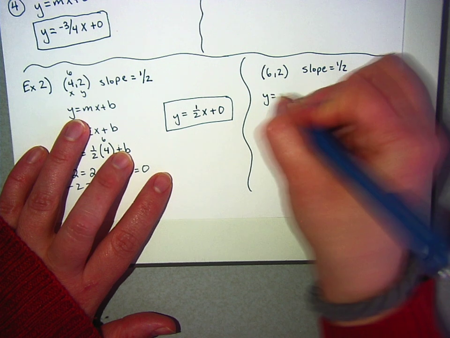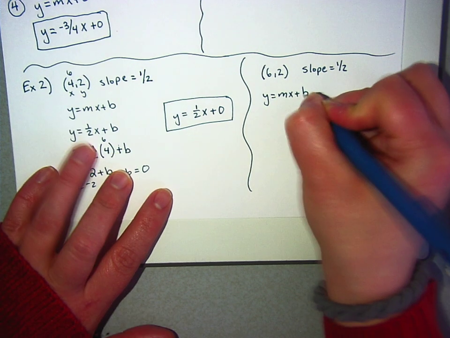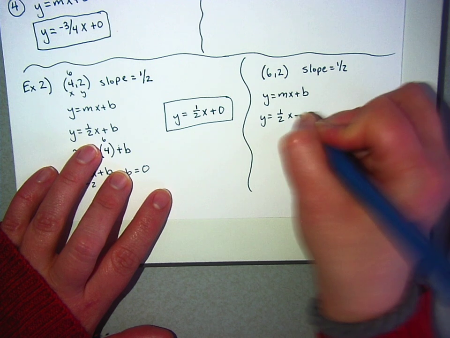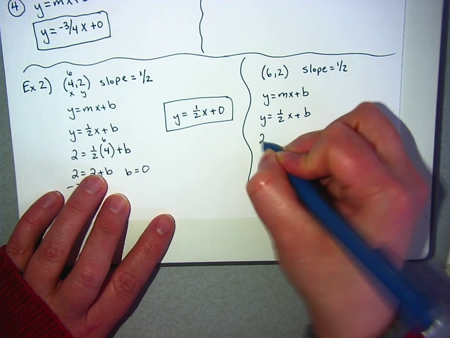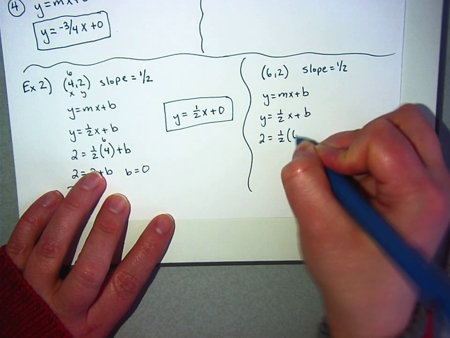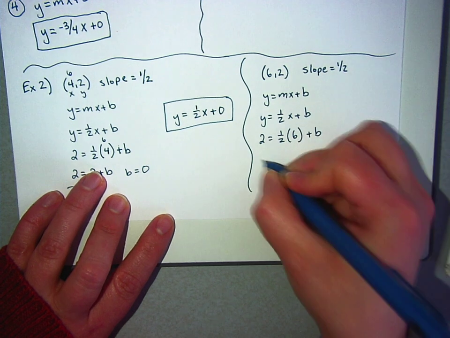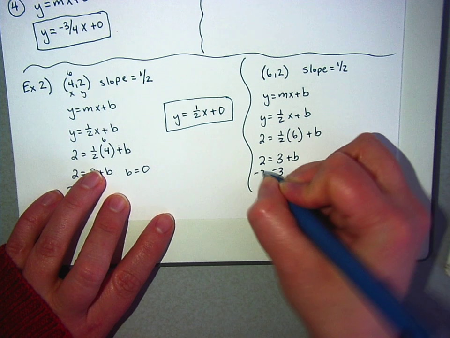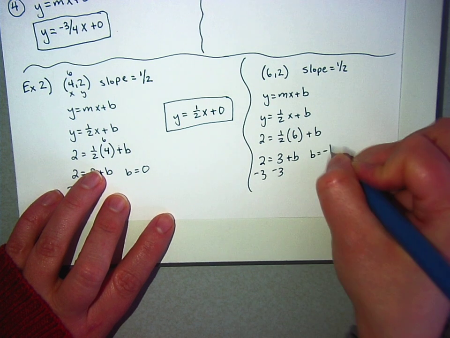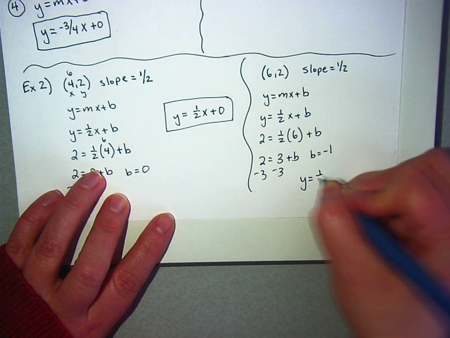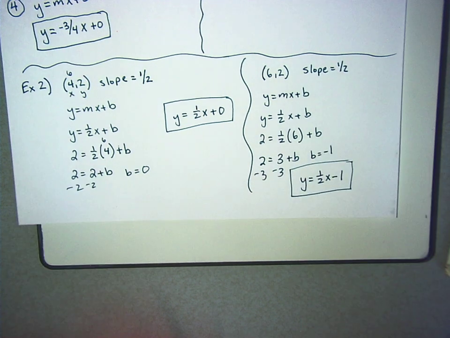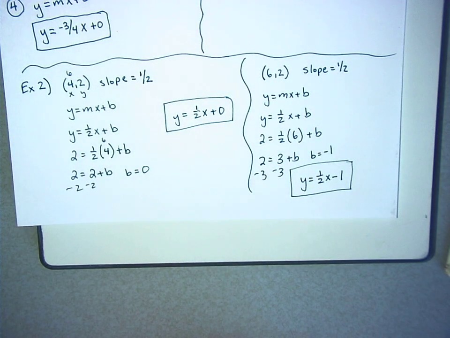So this would be y equals mx plus b. And then y equals still 1/2 x plus b. And then 2 equals 1/2 times 6 plus b. 2 equals 3 plus b. And then you said it would be -1, which it is. So my final answer would be y equals 1/2 x minus 1. You could just write -1, or you could write plus a -1. Yeah, I think that's a better example. What do you guys think?